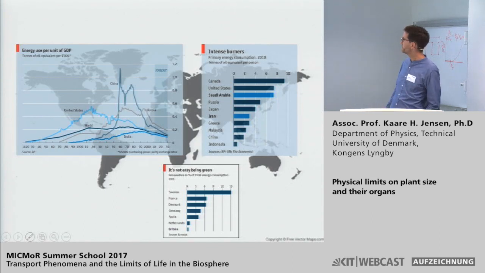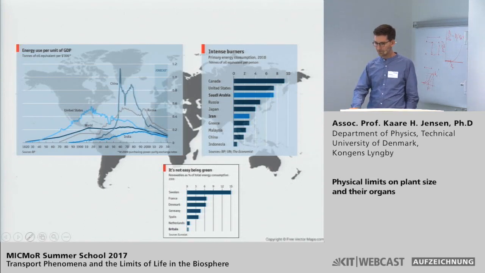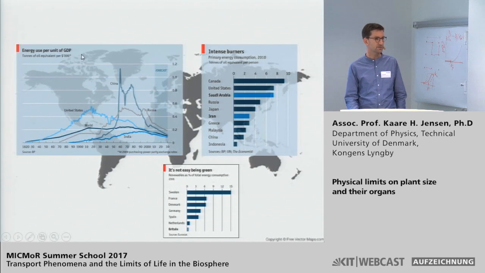So if you have the energy used per GDP, if you take this graph up here, you have the United States, for instance. Around just after 1900, they used, let's see, 0.5 tons of oil per $1,000 GDP. So that's one strategy for growth.